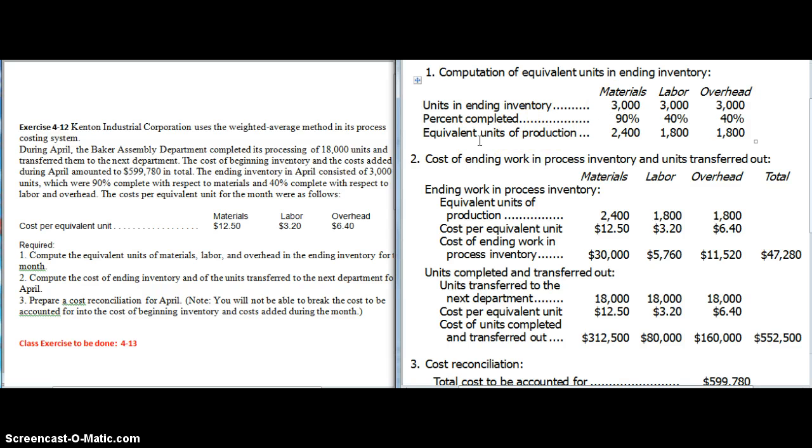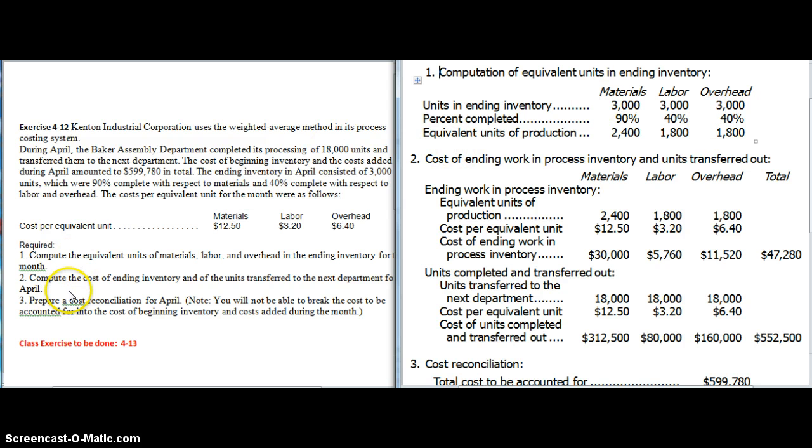So your equivalent units of production would be 3,000 multiplied by 90%, which is 0.9, giving 2,400 units. And for labor, it's 3,000 into 0.4, which is 1,800, and 1,800 for overhead.